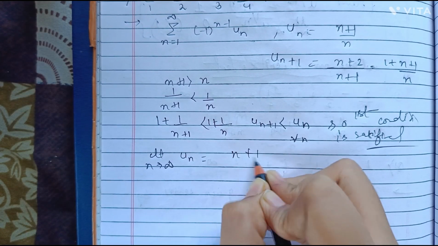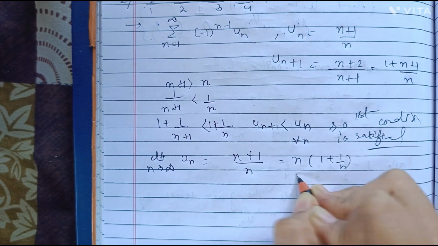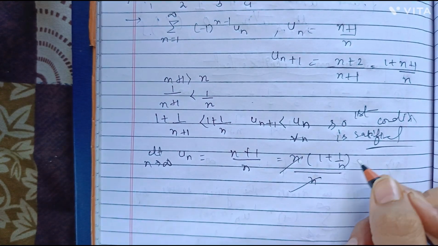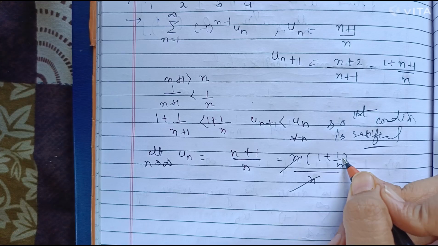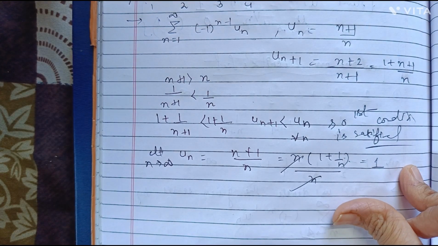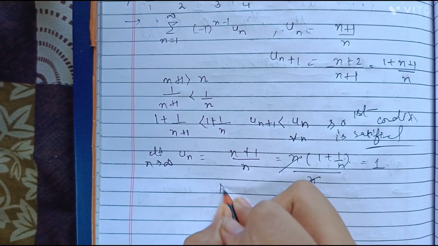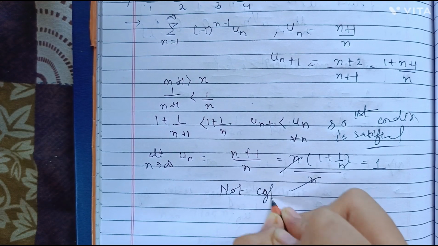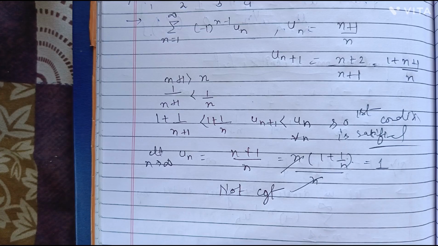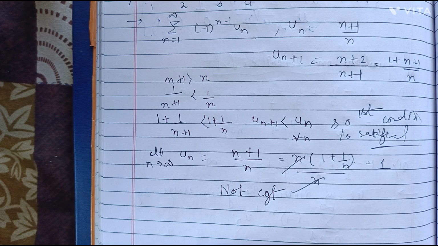Now n plus 1 by n, let's take n common here. So 1 by n I am left with this. And if you put infinity, it will go to 0. I'll be left with 1. Now here comes 1, so this is not following the second condition of the Leibniz test. This means that it is not convergent. Not convergent, why? Because the second condition is unsatisfied. Already you have to write the statements why it is not convergent.